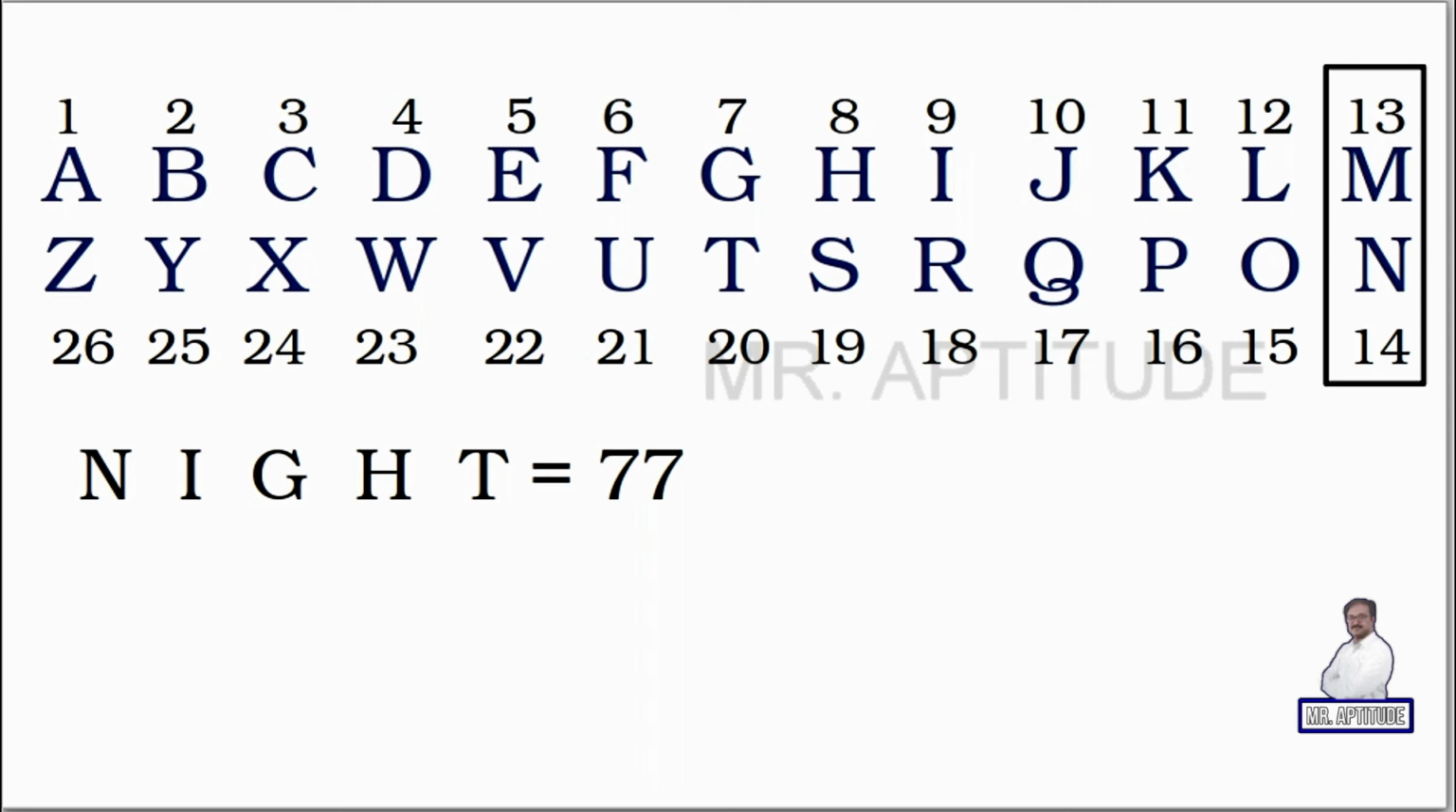If you add their place values, A it's 1, Z 26, 1 plus 26 gives you 27. B and Y are opposite letters. B is 2, Y 25, sum of those two gives you 27. If you look at the third pair, C and X. C is the third letter. X is the 24th letter. 3 plus 24 gives you 27.